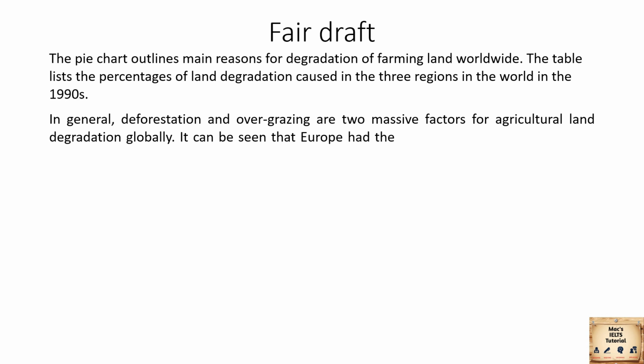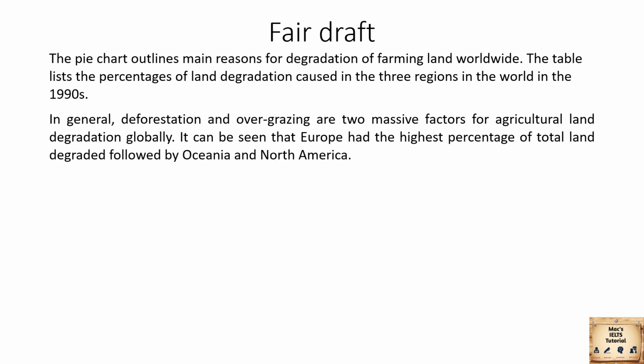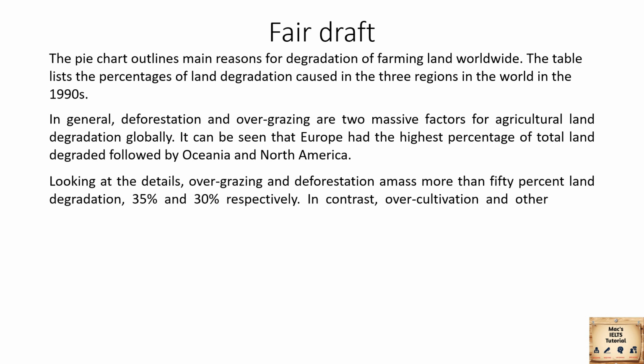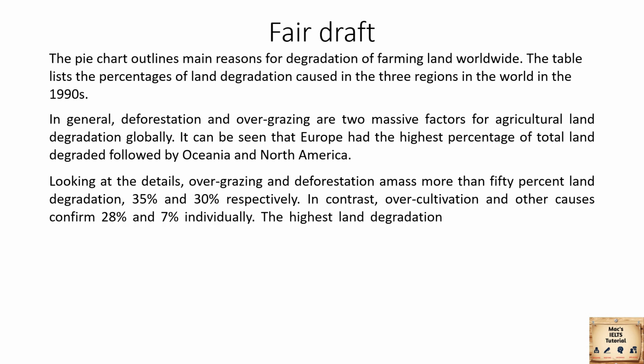It can be seen that Europe has the highest percentage of total land degraded, followed by Oceania and North America. Looking at the details, overgrazing and deforestation amass more than 50% of land degradation, 35% and 30% respectively. In contrast, overcultivation and other causes account for 28% and 7% individually.